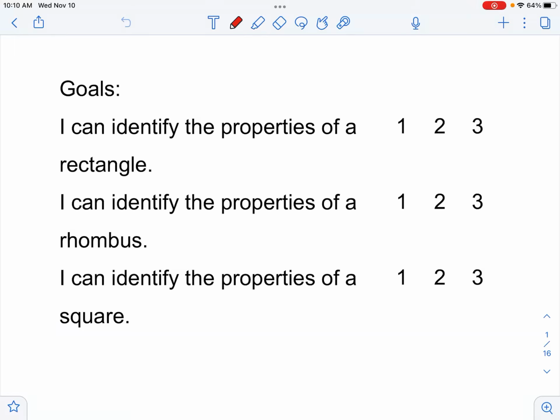All right, so this is special parallelograms. We have 3 goals for today. Goal number 1, I can identify the properties of a rectangle. Goal number 2, I can identify the properties of a rhombus. And goal number 3, I can identify the properties of a square. So go ahead and pre-rate yourself on those 3 goals for today.